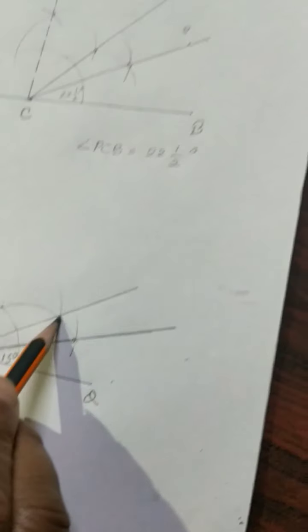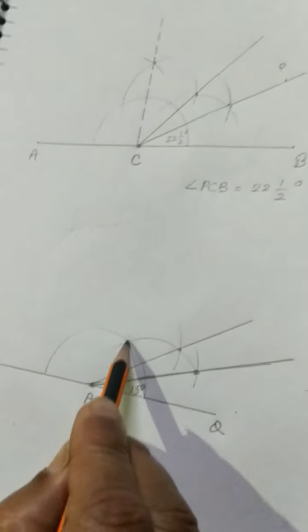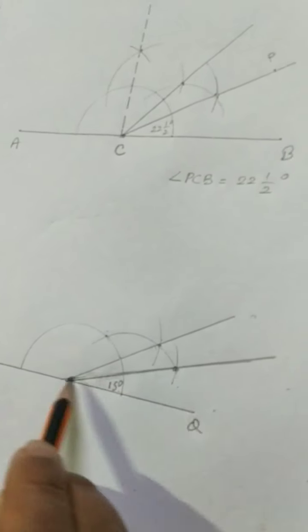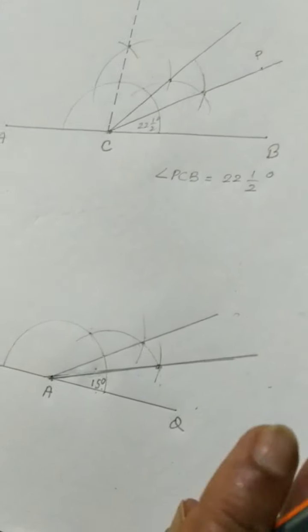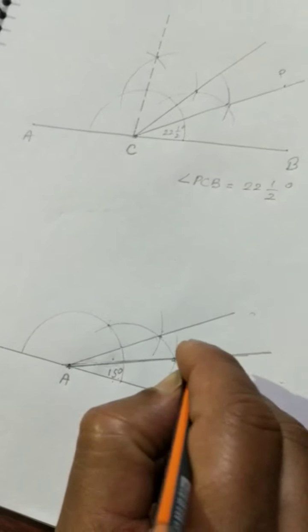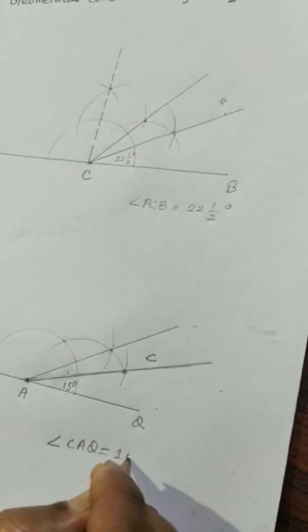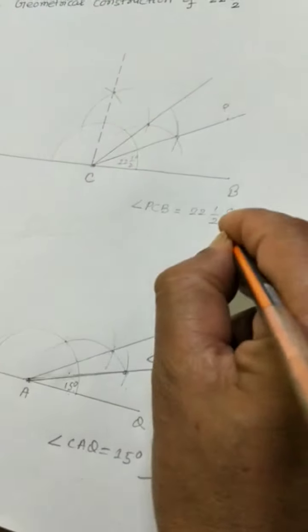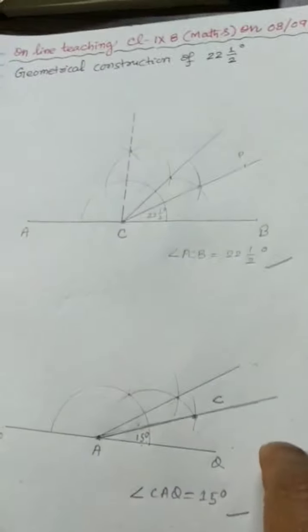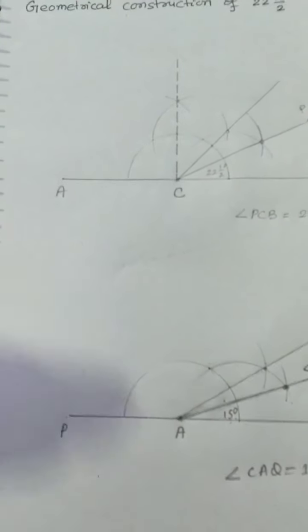60 bisected gives 30, 30 bisected further gives 15. Understand? This is the way. Now let us name it C. Angle CAQ is 15 degree. Okay, these are the ways of constructing and acquiring the skill of construction of angles of 22.5 and 15 degree and so on. Thank you.